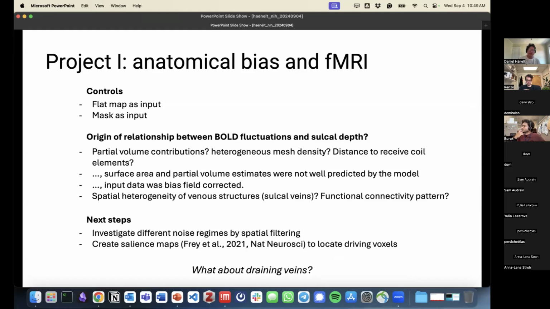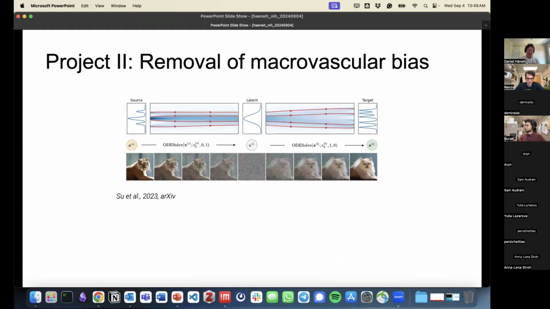Yeah, but I'm also interested in draining veins and maybe removing draining veins from fMRI data. So this project is more about understanding a little bit of the bias, maybe also to remove some of the biases in future work. So the second project is kind of a continuation of the project.